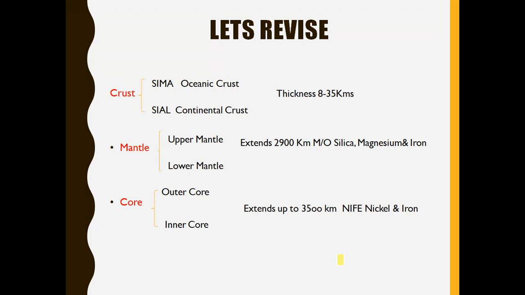Now, just to give you a brief revision once again, we have done the three layers: crust, mantle, and core. Crust has two parts, Sima and Sial. The Sial is on the continents, the Sima is on the ocean, and the thickness is 8 to 35. Mantle, upper mantle and lower mantle, extends up to 2900 kilometers. It is composed of silica, magnesium, and iron. Core, outer core and inner core, extends up to 3500 kilometers, and it has nife, nickel and iron. So this is all in part 1 of the chapter.